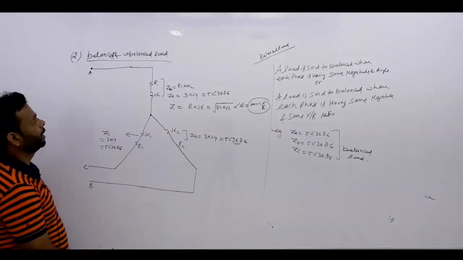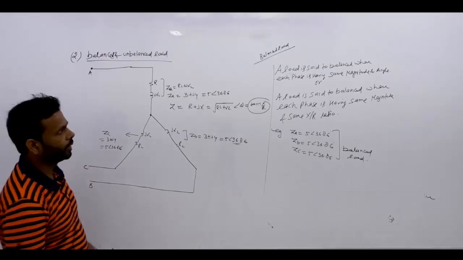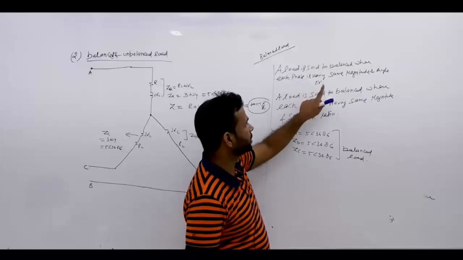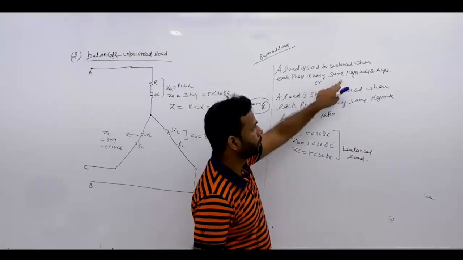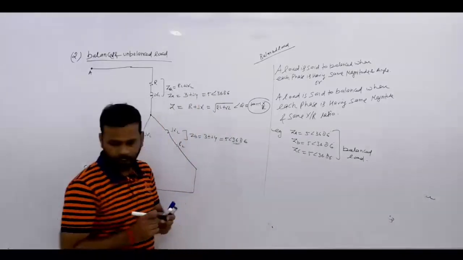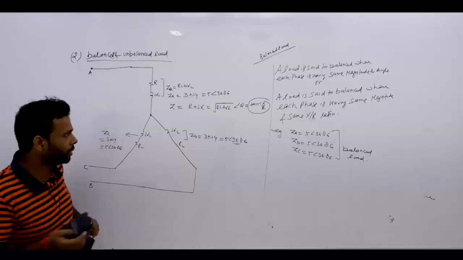Now we define the unbalanced load. A load is said to be unbalanced when each phase has either different magnitude or different angle or both. So let's define the unbalanced load. I think this point must be clear.